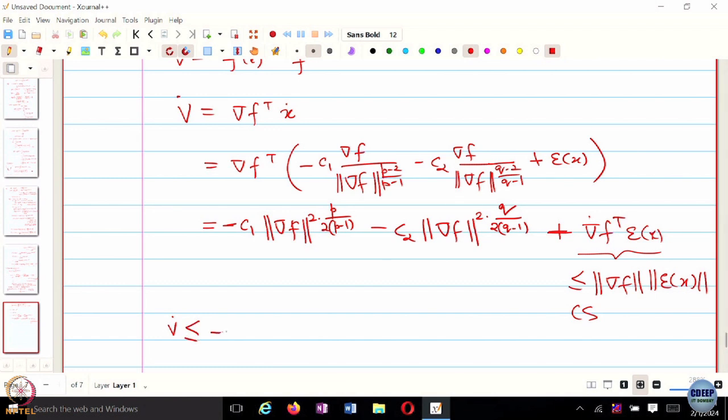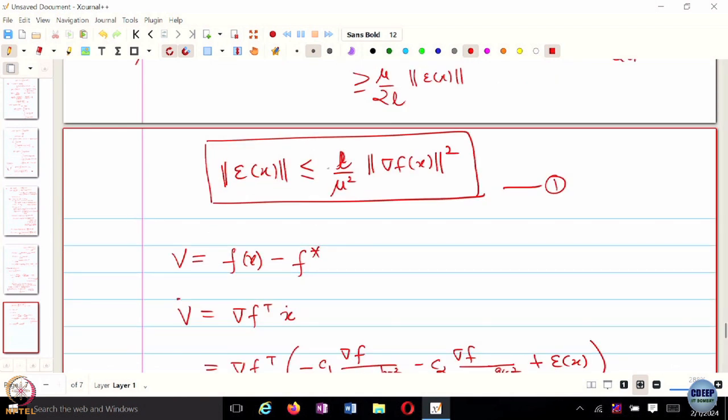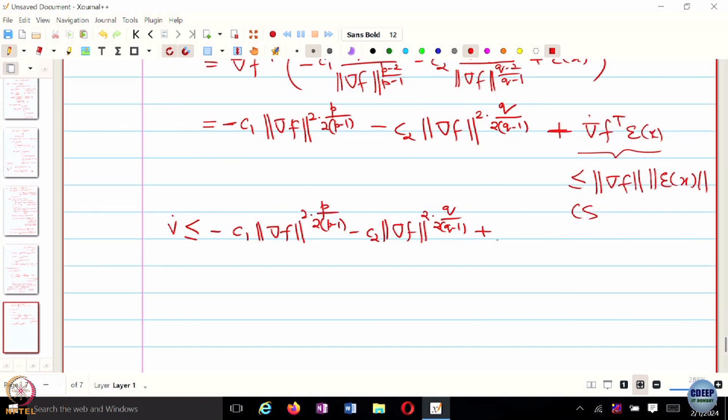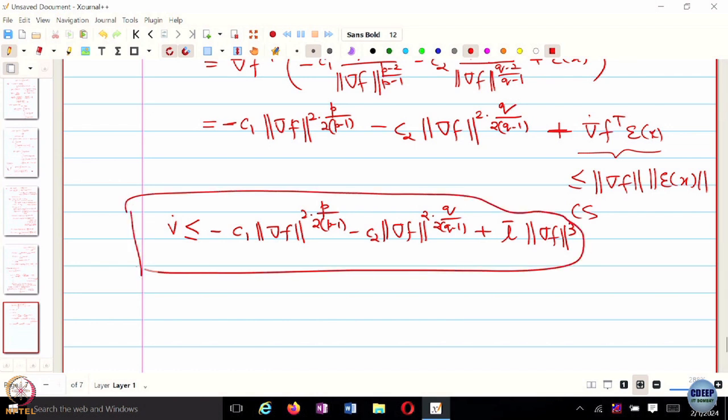So that means v dot is less than or equal to minus c1, minus c2, plus, and if I use this particular condition over here, let's call this L bar or something. This is going to be less than or equal to L bar times Q. Okay. So let me rewrite this. Let's not do this particular thing right now. So let's P over P minus 1, Q over Q minus 1, and L bar this thing.